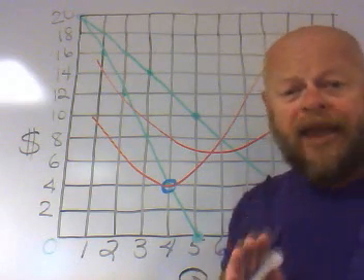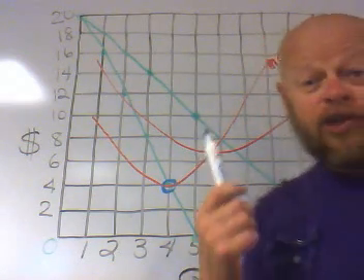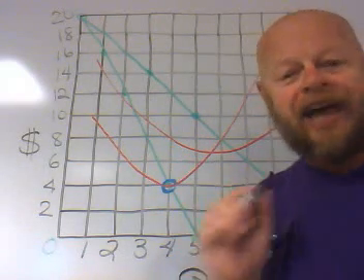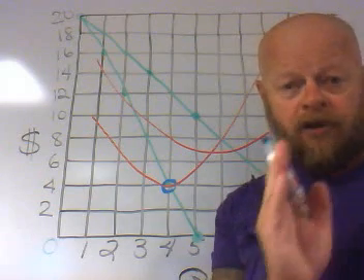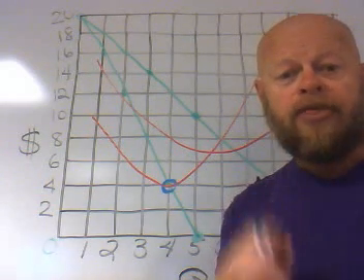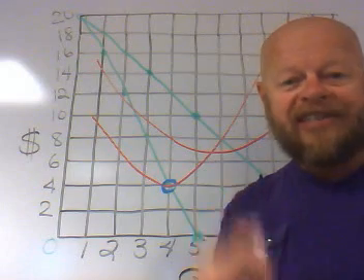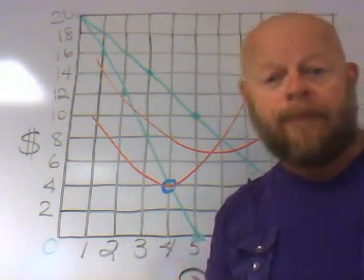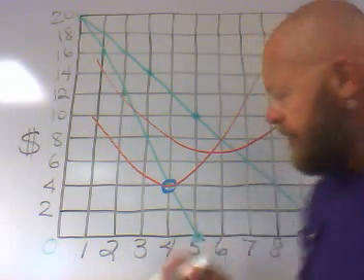Now, what I recommend you do, and I'll use a color different than red or green, is to draw a dotted line perfectly vertically through that point, because that's telling you the quantity at which you want to operate to maximize profit.